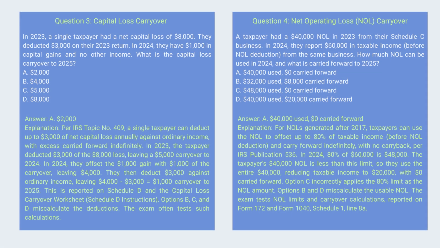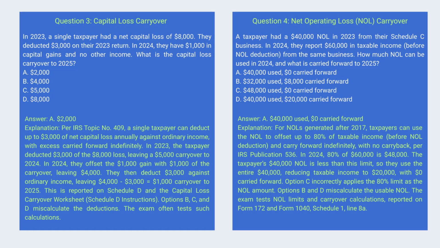Question number 3. Capital loss carryover. In 2023, a single taxpayer had a net capital loss of $8,000. They deducted $3,000 on their 2023 return. In 2024, they have $1,000 in capital gains and no other income. What is the capital loss carryover to 2025? Option A, $2,000. Option B, $4,000. Option C, $5,000. Option D, $8,000.